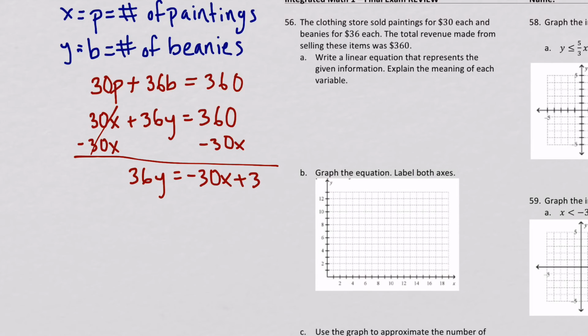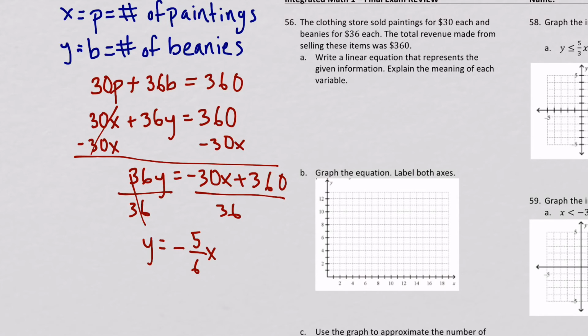360, not 30. Now I'm going to divide by 36 on both sides. And now I have y equals negative 30 over 36. That's negative 30 divided by 36. Well, you're going to get a decimal, but we don't like decimals when we're graphing. We want a fraction. So just simplify that fraction. 30 over 36, what do they have in common? 6. So divide both by 6. You're going to get negative 5 over 6.